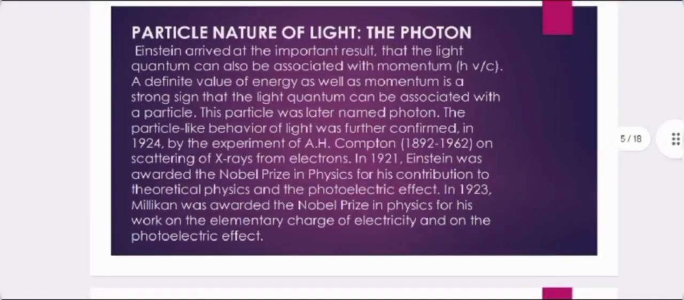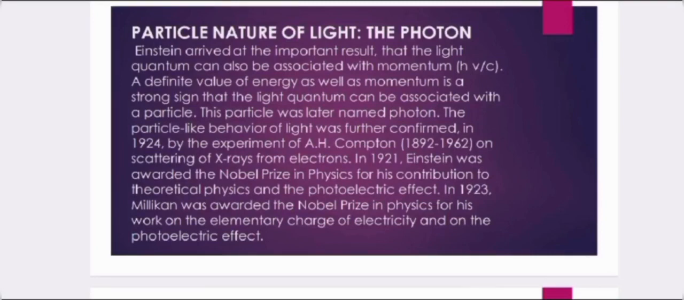Particle nature of light, the photon. Einstein arrived at the important result that the light quantum can also be associated with momentum hv/c. A definite value of energy as well as momentum is a strong sign that the light quantum can be associated with a particle. This particle was later named photon.